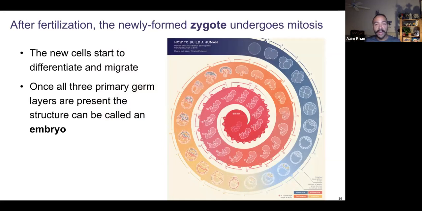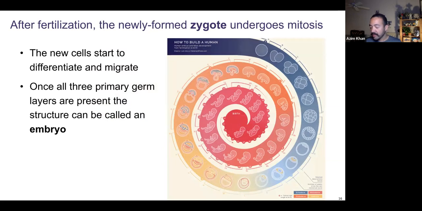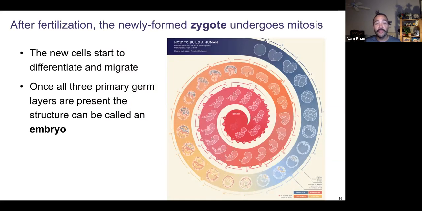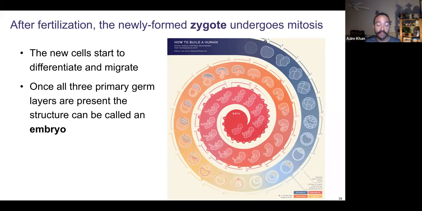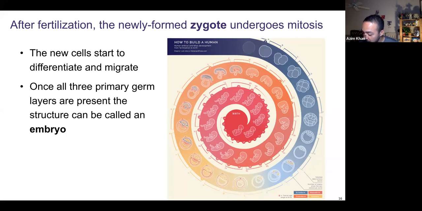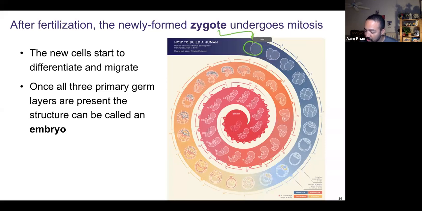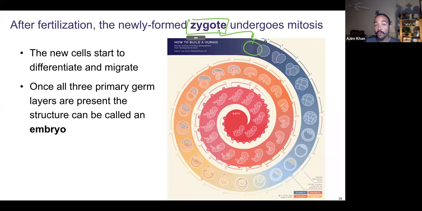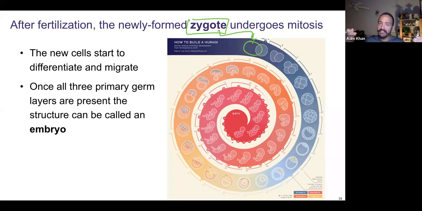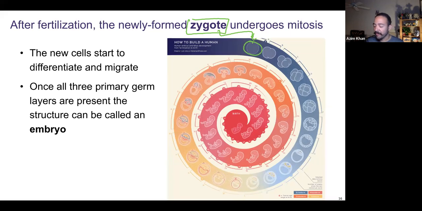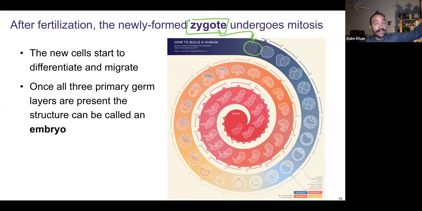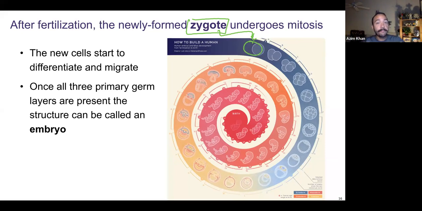Let's rewind a little bit. Let's go back to your own development. When every single human first formed, we were a single cell. This single cell is called a zygote. The word zygo, it's a Greek stem, I believe, means to join together. A zygote is a single cell formed when a sperm fuses with an egg.